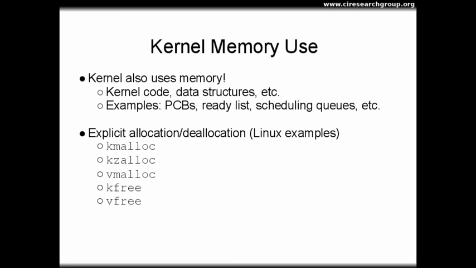These data structures are numerous and include process control blocks, the ready list, scheduling queues, device access tables, and many other types of structure. Unlike some processes, however, all memory allocation and deallocation in the kernel is performed by the kernel programmers. In the Linux kernel, programmers can use one of a number of functions, including kmalloc, kzalloc, vmalloc, kfree, and vfree.